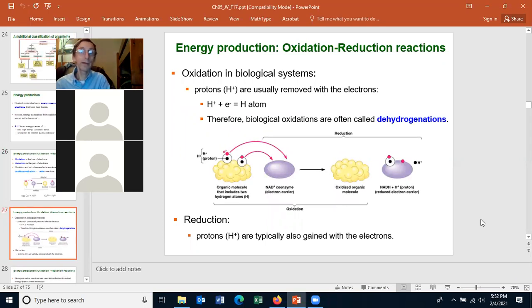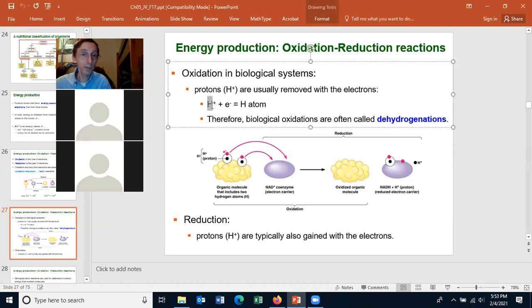Now, in oxidation reduction reactions in biological systems, usually in the proteins, an H plus ion is removed along with the electrons. Remember, if you remove the electron from a hydrogen atom, all you have left is a proton, the H plus ion. Any question about that?